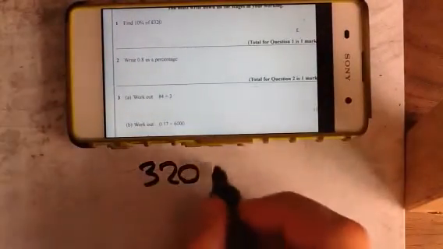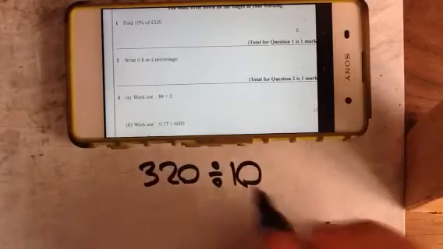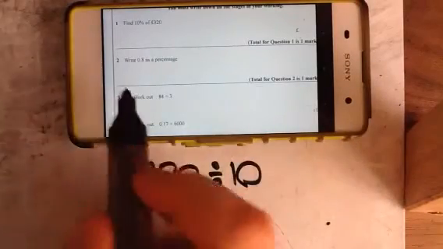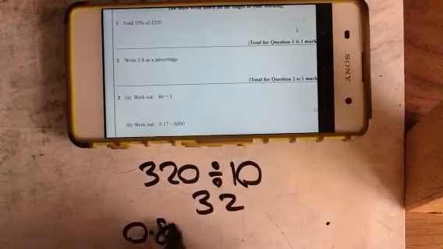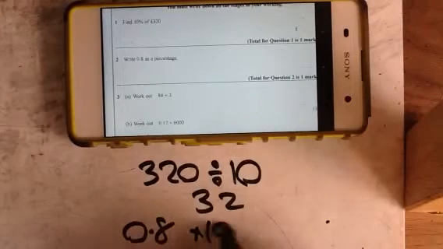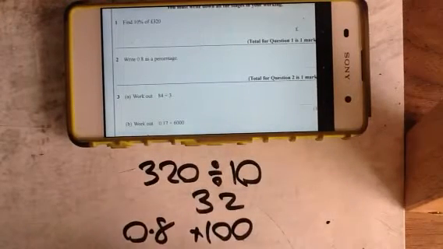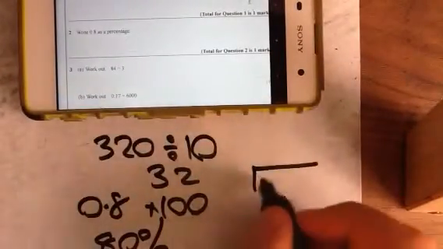Find 10% of 320. Well, 320 divided by 10 gives you 10%, which is 32. Write 0.8 as a percentage. 0.8, change it to a percentage, times it by 100. Okay, which is 80%. Last one, 84 divided by 3.